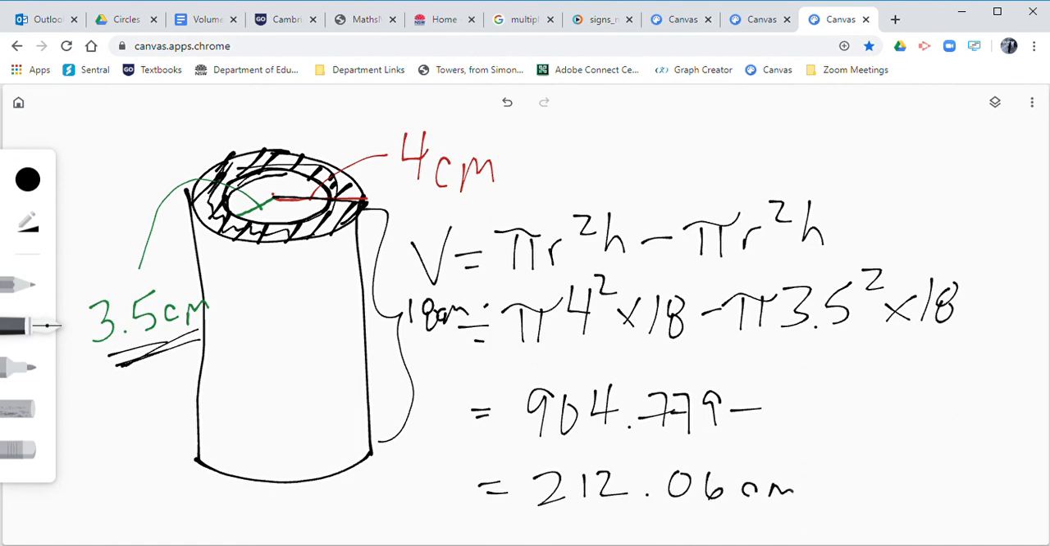centimeters cubed. And let me just adjust that last one, because I broke it up into 2 steps. Pi times 2.5 squared times 18 equals 692.771. And that's how you do a question like that.